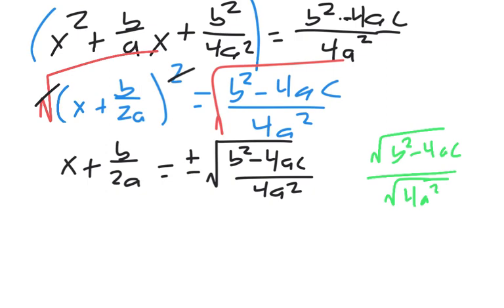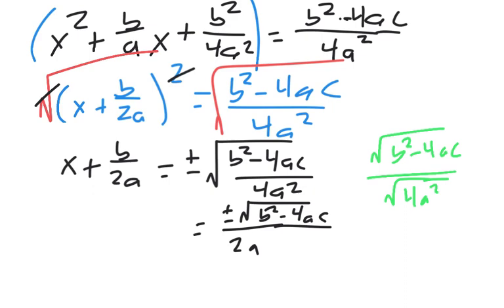What is the square root of 4a squared? 2a. So I'm going to simplify this. The bottom became 2a because the square root of 4a squared is 2a. The top didn't simplify, so I'm going to write it as plus or minus the square root of b squared minus 4ac over 2a.